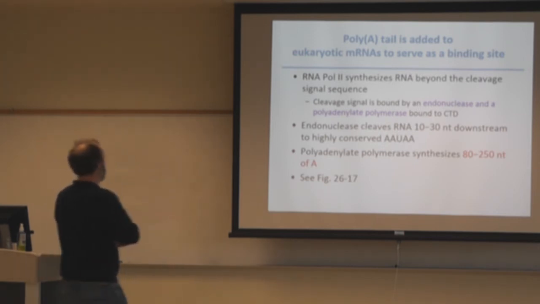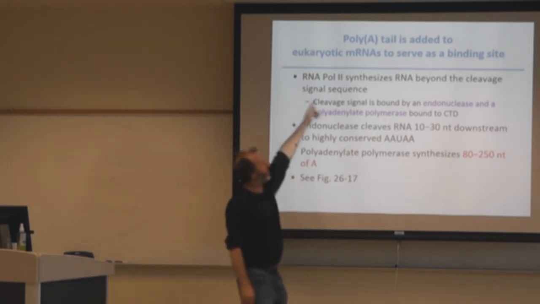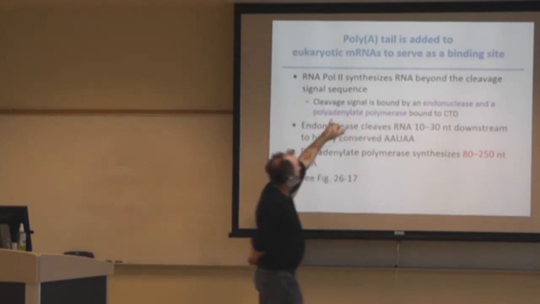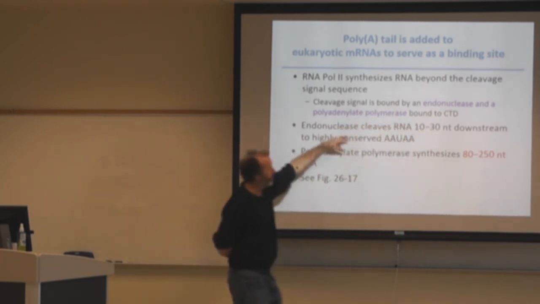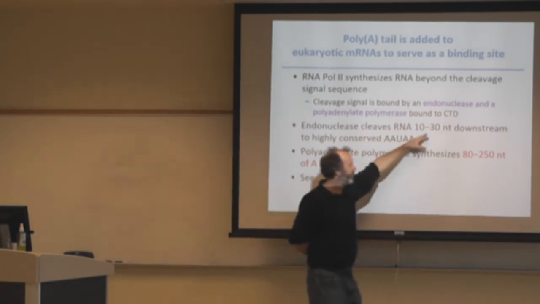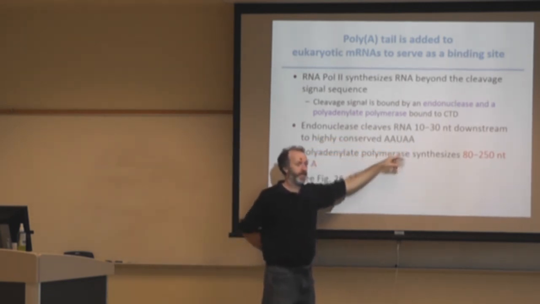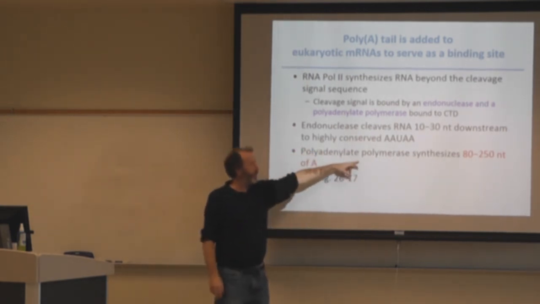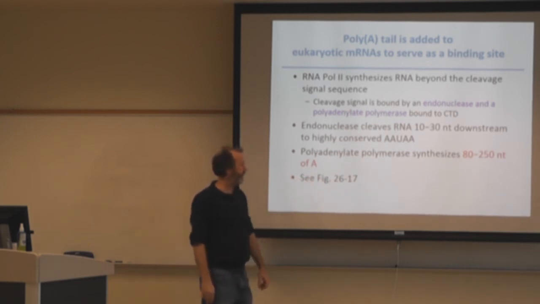So this is talking about adding a poly A tail. Right? So RNA polymerase 2 synthesizes RNA beyond the cleavage signal sequence. Cleavage signal is bound by an endonuclease and a polyadenylate polymerase bound to the C-terminal domain of RNA polymerase. Endonuclease cleaves RNA about 10 to 30 nucleotides downstream of the highly conserved AAUAA, which is the polyA site, as you always hear about. And then polyadenylate polymerase just adds a number of A's at the end.